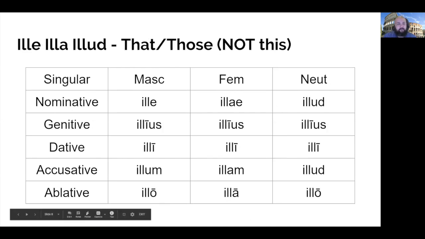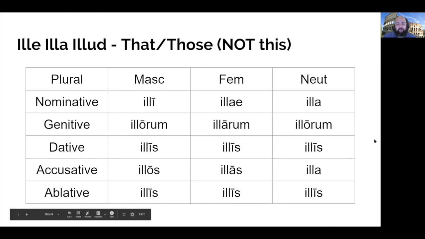The last pronoun we're going to be viewing is ille, illa, illud, meaning that or those. Again, here are the forms. They should look very similar to the ones we just talked about, both in the singular here and in the plural here. So keep these in mind as you move forward.